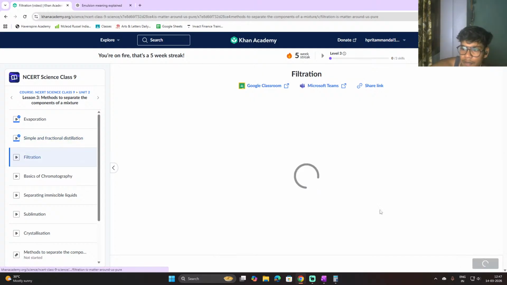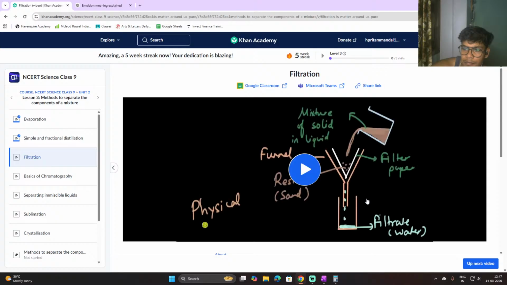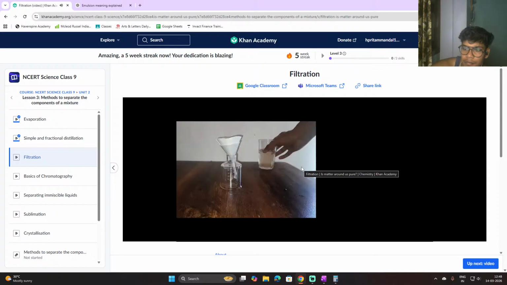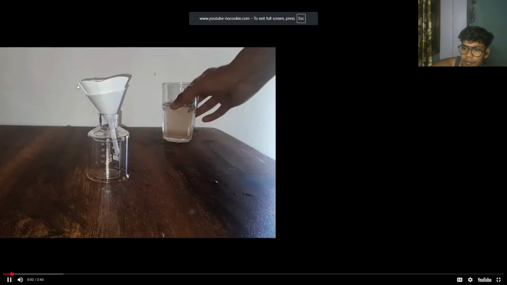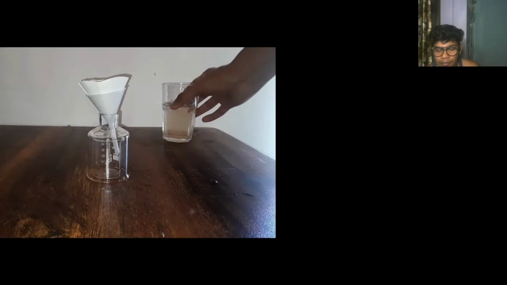Now next video is filtration. I have this glass of water with some sand in it, and I want to separate the sand from the water. Can I do that? Turns out there is a method to carry out the separation, and that method is called filtration.